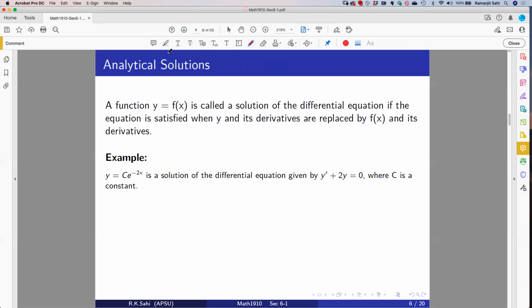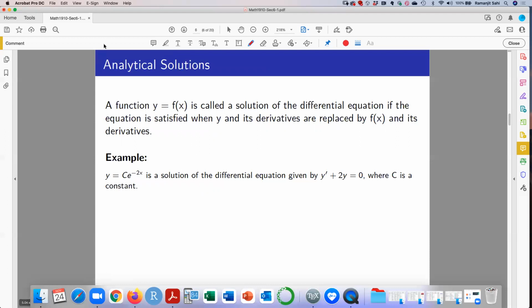Okay, let's start with analytical solutions. A function y equals f(x) is called a solution of the differential equation if the equation is satisfied when y and its derivatives are replaced by f(x) and its derivatives. So what you're basically doing is, if I want to check whether y is a solution, I go to the differential equation and substitute the value of y which is given to us, and also the corresponding derivatives.